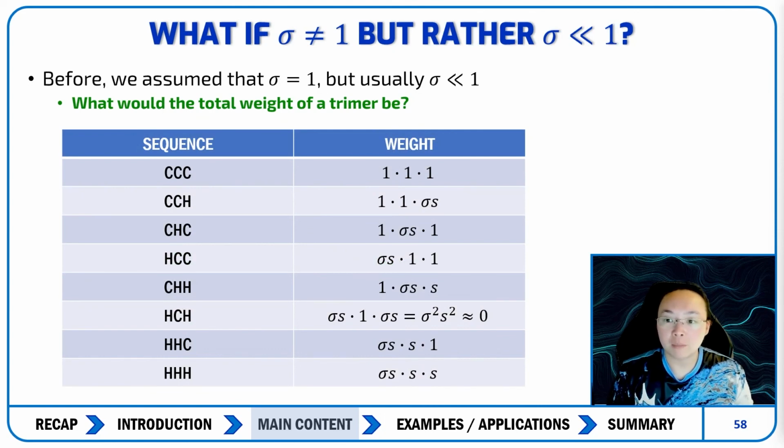Okay, so if anybody noticed, we previously said sigma should be really small, but before we said sigma was equal to 1, so that our calculations could be more simplified. Using that simplification, what would be the total weight of a trimer? So let's try to solve this together.